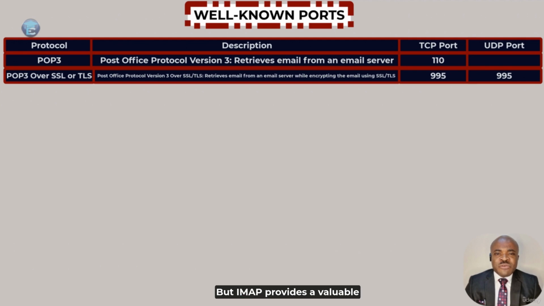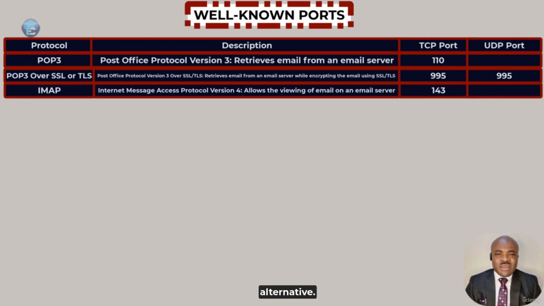But IMAP provides a valuable alternative. IMAP allows us to view email on the mail server without removing that email from that server. So essentially, we can have multiple identical instances of our inboxes on various devices. IMAP uses TCP port 143. This is not secure by itself, but we can use that in combination with SSL or TLS.